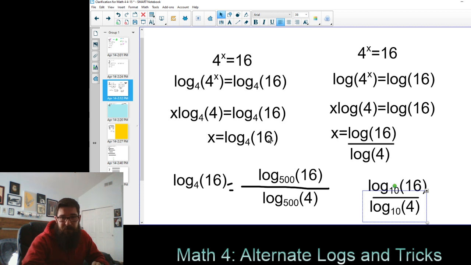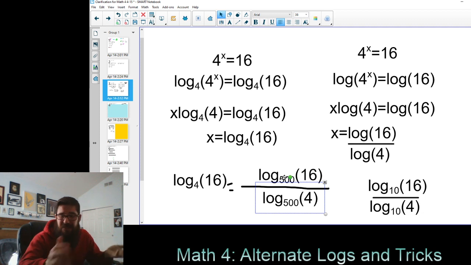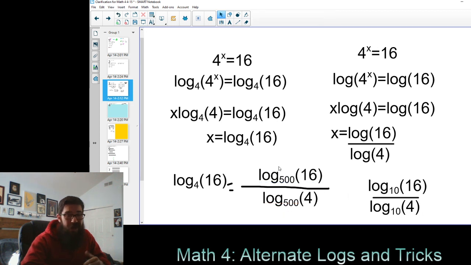You'll notice in this case the 16 is in the numerator. The base here, which is 4, is now the argument of the bottom one. I'm changing this to 10. You'll see I'm saying here I could also change this to base 500. I could change it to 7,000. It doesn't matter what the base is. That's the advantage of this. I can put whatever number I want right here where this 500 is, and as long as it's the same for both, it works.